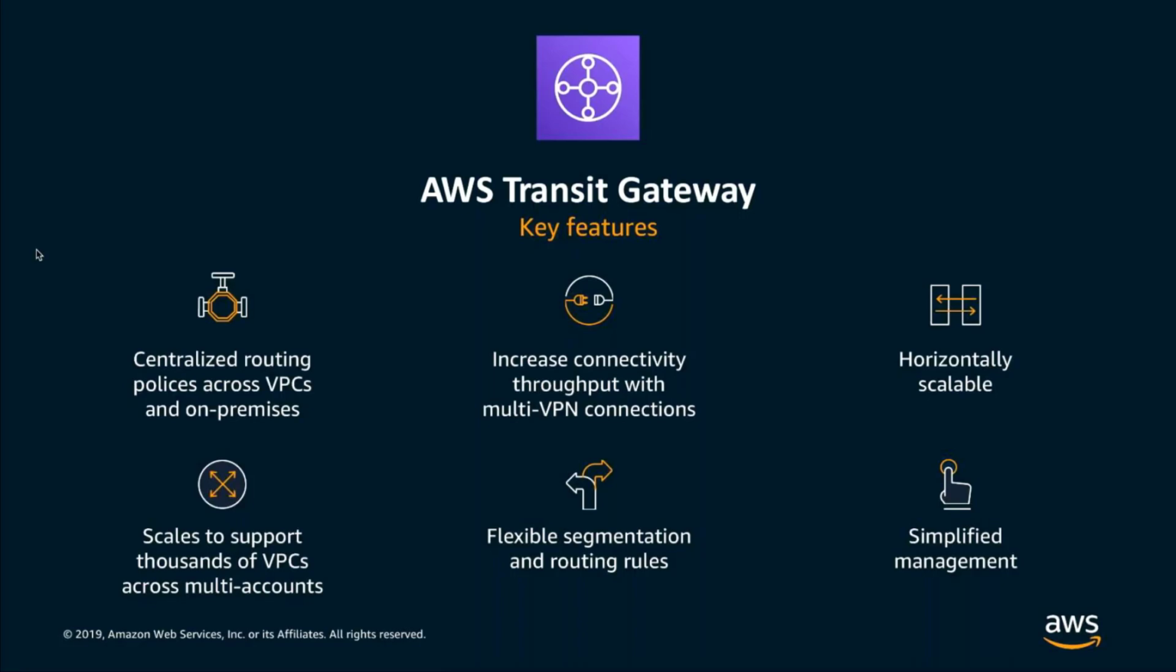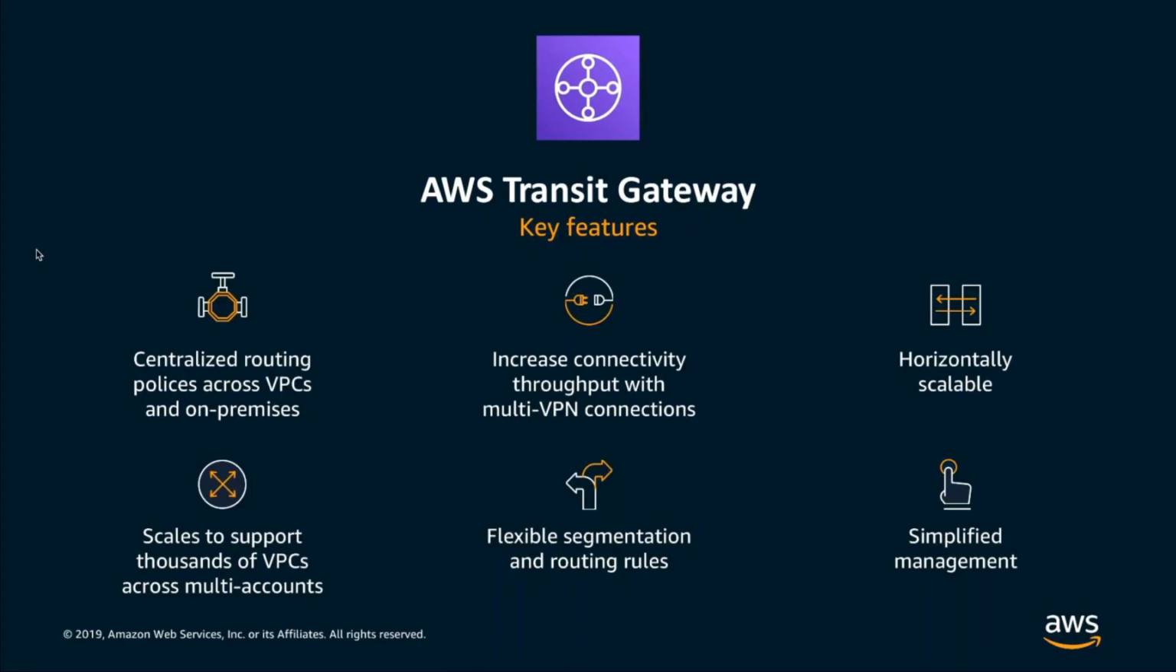It's built on a horizontally scalable platform, and I'll talk about that in a bit. It's called Hyperplane. I'll talk about it in the next slide. Also, it's simplified management because you have everything in one place. You can define your routing policies, how your VPCs attach, and your VPN and Direct Connect, all in one place, whether you're using the AWS Console, API, or CloudFormation.